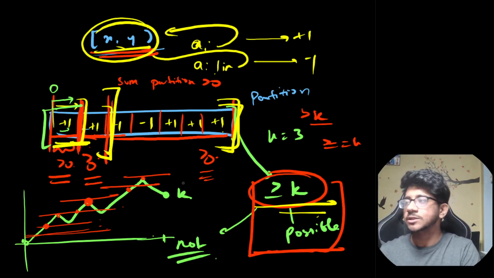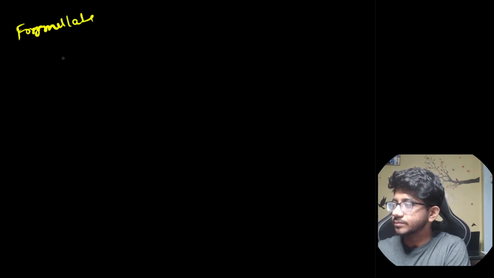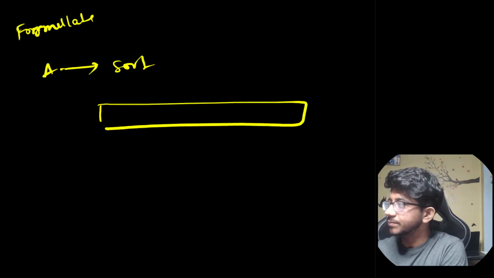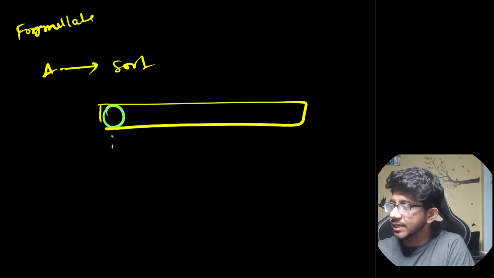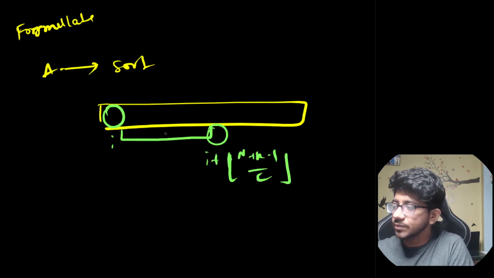And this is again the whole observation. I mean, now we have a solution in order n. So if you go to the simple final formulate step, that's pretty easy. If you have understood everything, take the a array and sort it. Then from this sorted array we know that any index i combined with i plus (n plus k minus 1) by 2 gives us a solution.